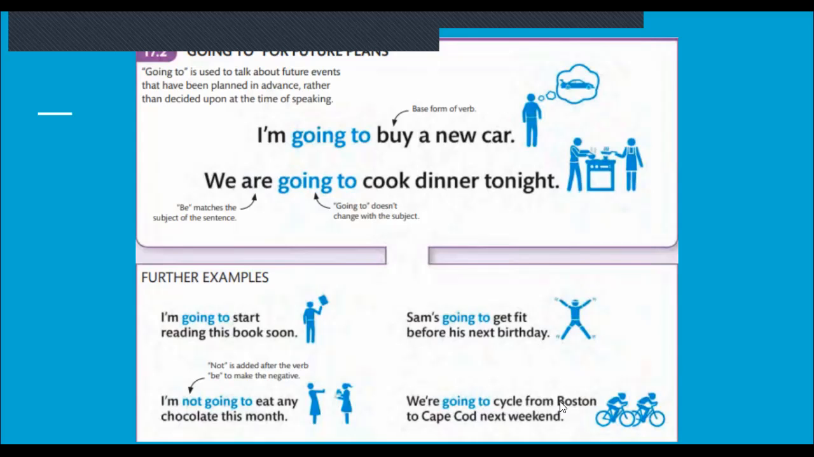We are going to cycle from Boston to Cape Cod next week. एक शहर से दूसरे शहर cycle करेंगे हम next weekend. So this is something I'm telling you right now about my future plans that I've planned in advance. So this is going to in the future simple for future planned events.